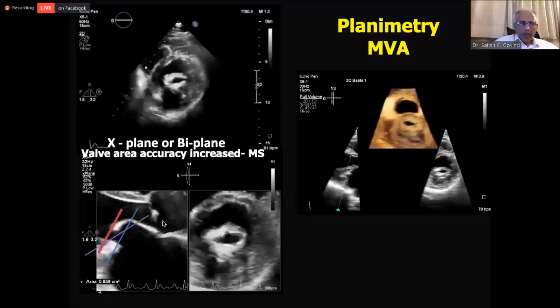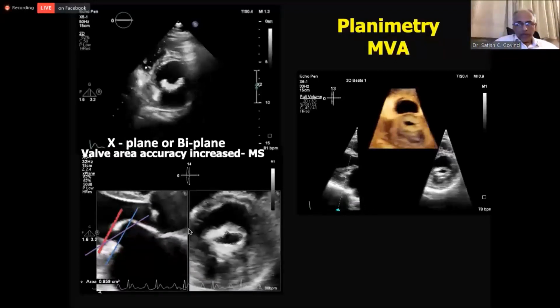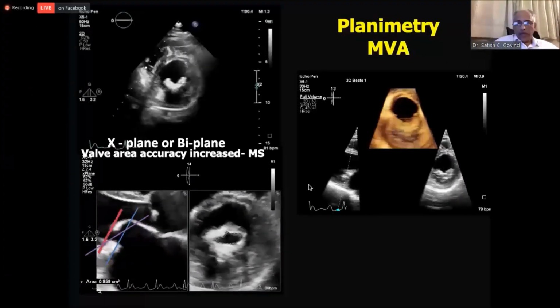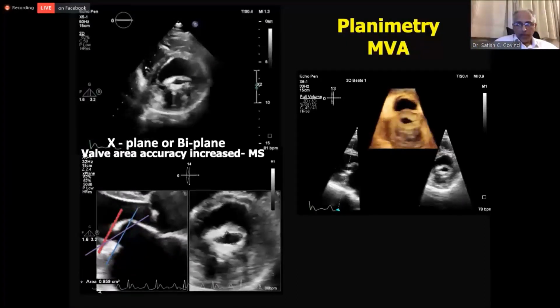So a better approach is, if you have a 3D probe, you can just go for a biplane or an X-plane, and then you can make sure that you cut it at the exact moment, and you can get your valve orifices very precise and very accurate.